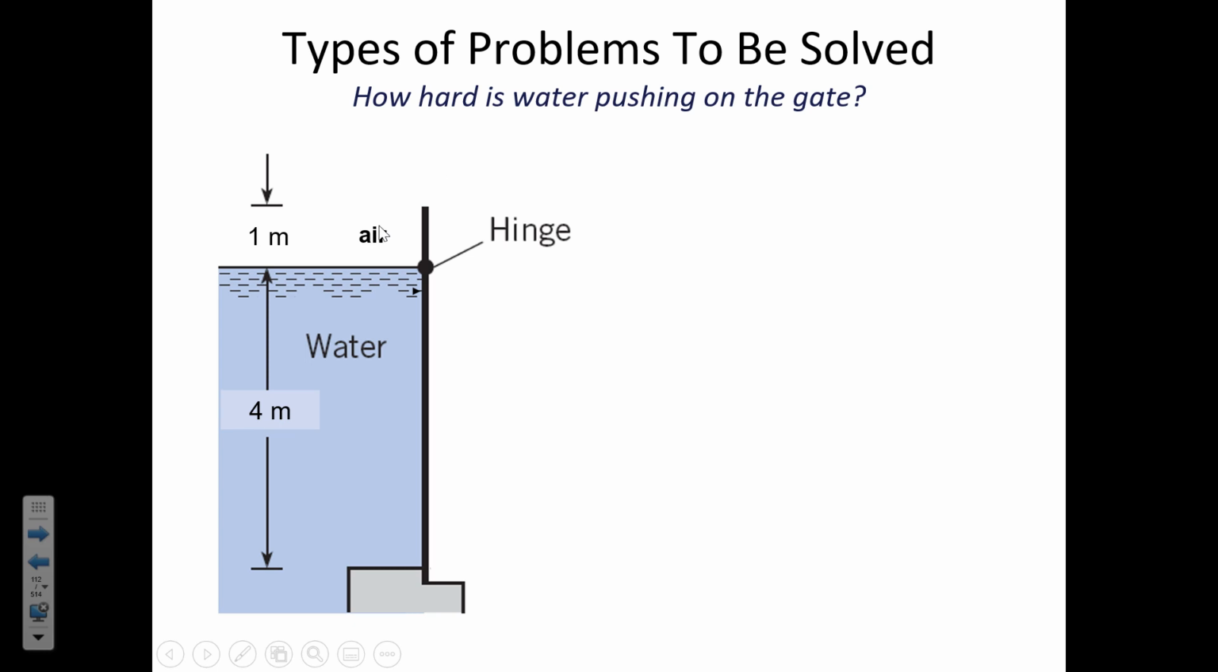Usually, to know really what's happening, you'd have to have another view as well, or be given a description that tells you the width of the gate. So this is just telling us the height of the gate, but we don't know how wide the gate is.